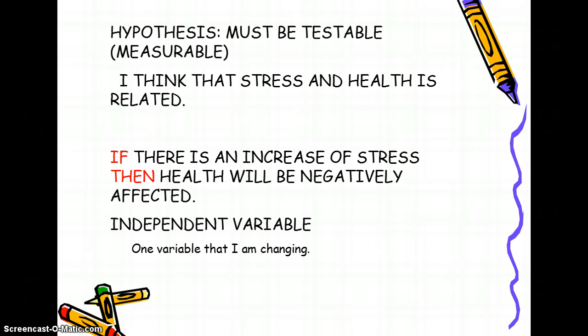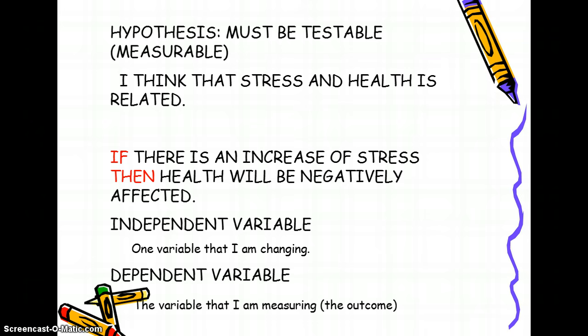Okay, now in your hypothesis, there must be mention of the independent variable, which is the one variable in your experiment that you will be changing, and a dependent variable, which is the one variable that you are measuring. It's the outcome of your experiment. So, the increase of stress, that is the one thing that you will be changing. You might have different groups of people that are experiencing different amounts of stress. And then you will be measuring how negatively it affects their health. That's the dependent. We're going to be doing more practice with that.